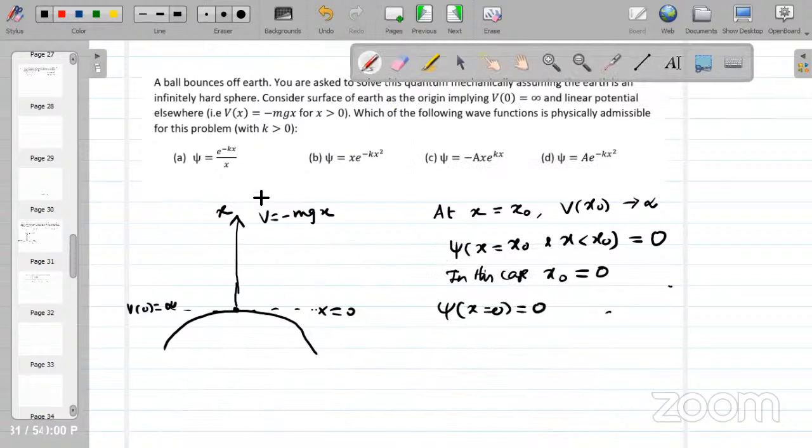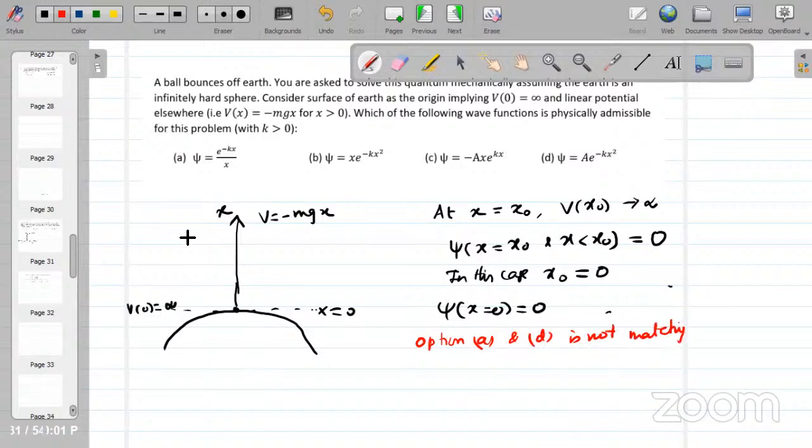So which one matches with this? A, B, C, D. Which one matches with this conclusion? B and C. So option B and option C match. Option A and option D are not matching.